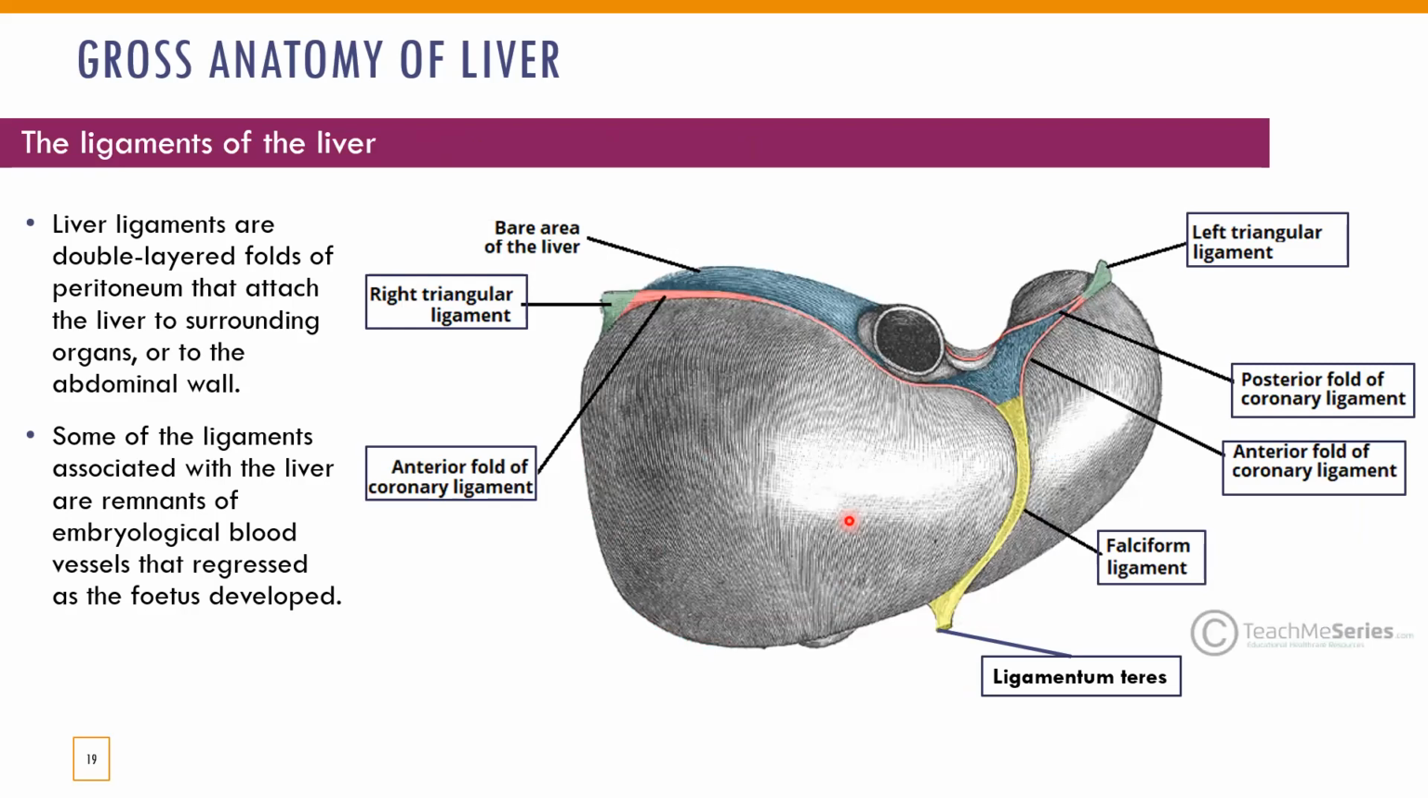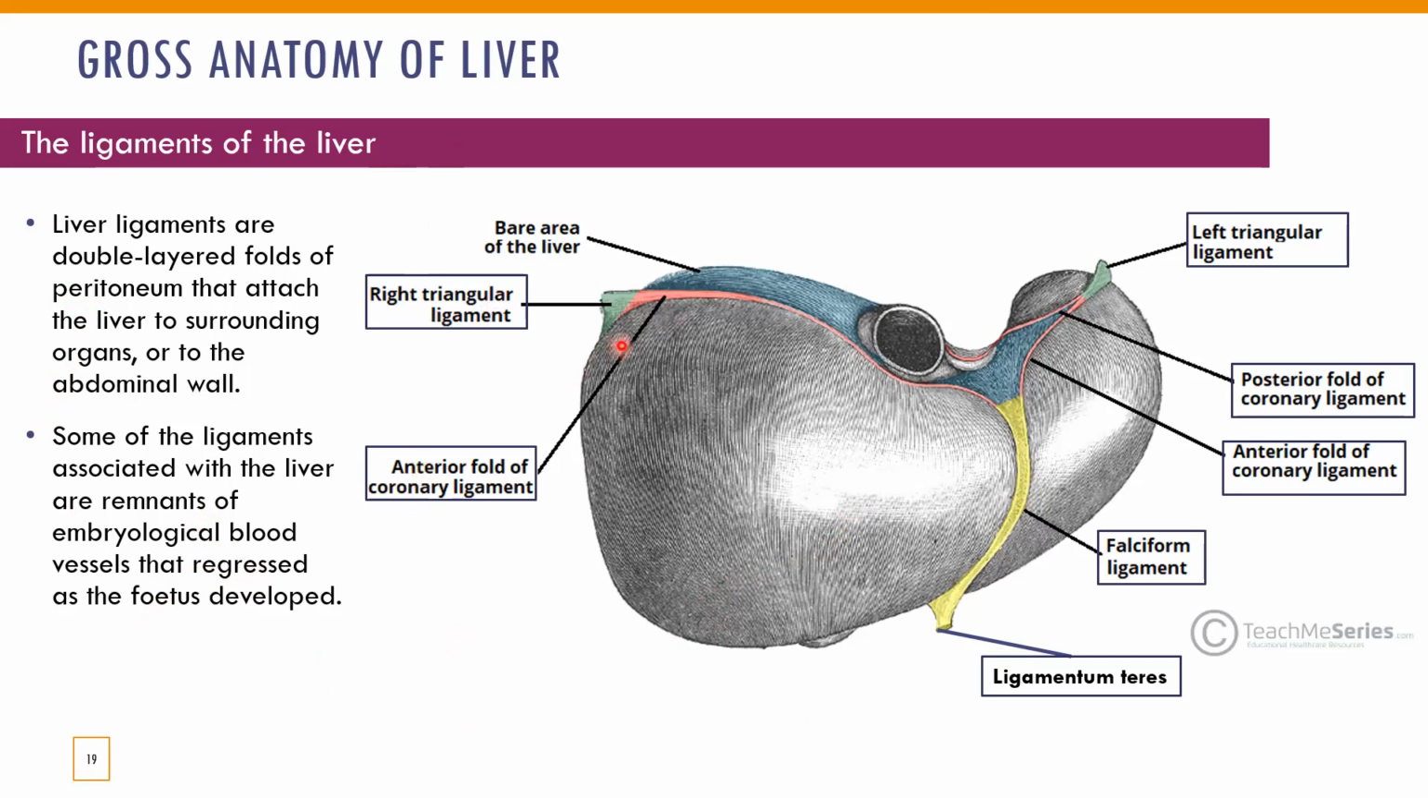One of the most important parts in the gross anatomy of the liver are the ligaments of the liver. Liver ligaments are double-layered folds of peritoneum that attach the liver to surrounding organs or to the abdominal wall. Some of the ligaments associated with the liver are remnants of embryological blood vessels that are replaced as the fetus develops. These are all the ligaments.